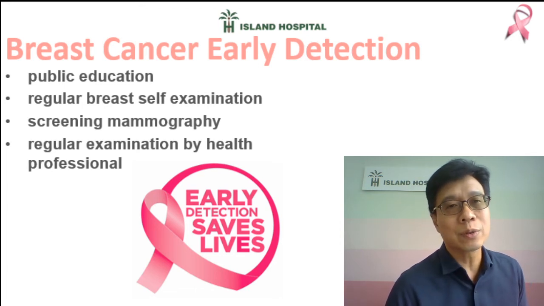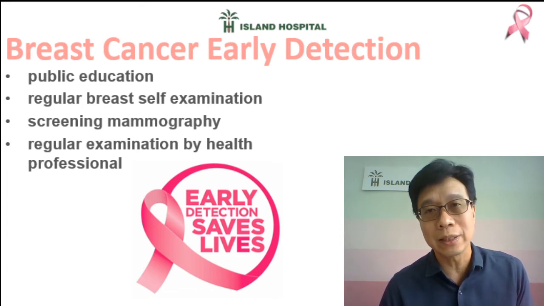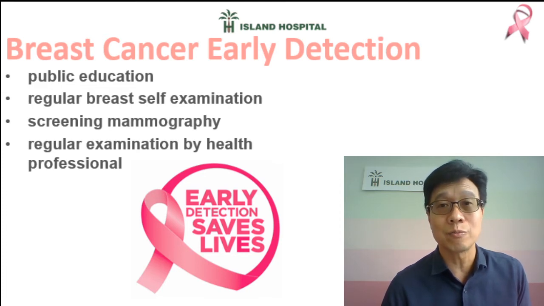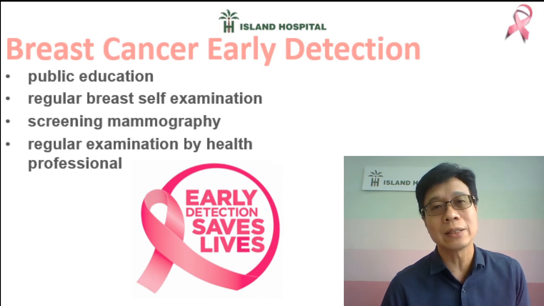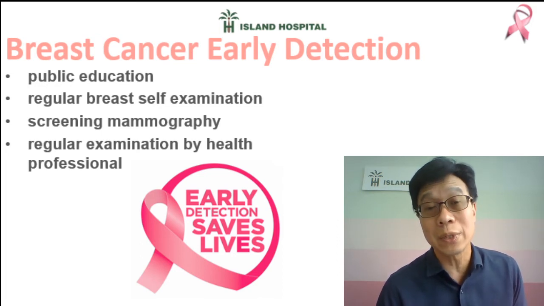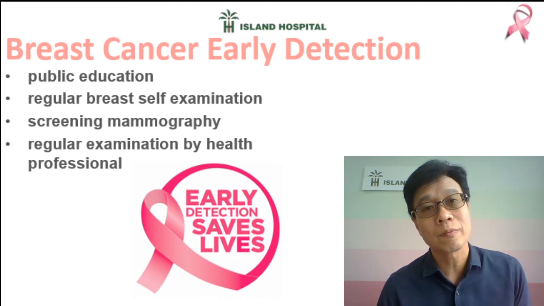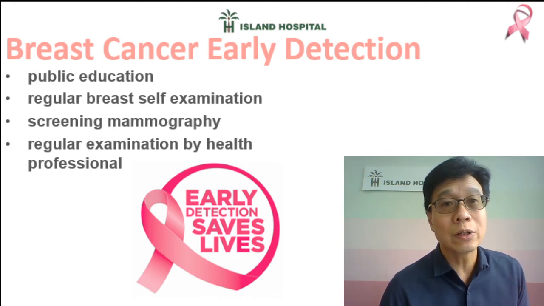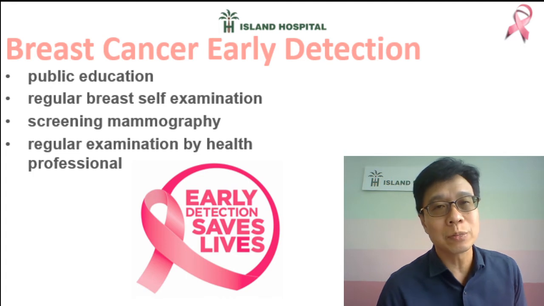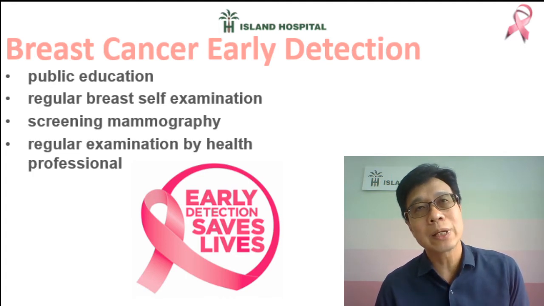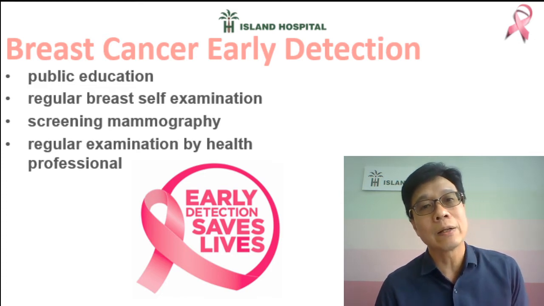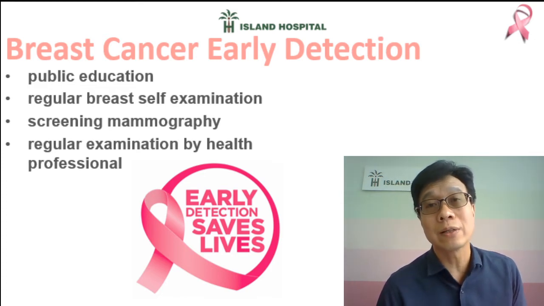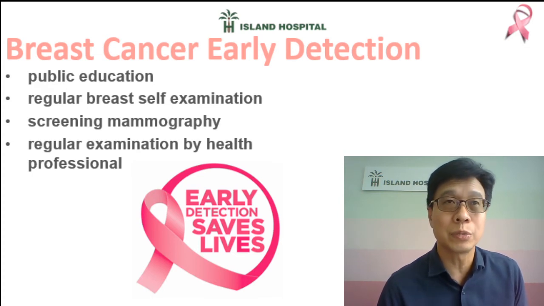The best time to do self-examination would be on the 10th day from the first day of menses. That is when the breast tissue is less swollen and it's easier to detect any lumps that may exist in the breast. From the age of 40 onwards, screening mammography should be done yearly, as we can pick up cancers before they can be felt with the fingers, and this should be coupled with regular examination by the health professional, be it a doctor or a trained nurse.